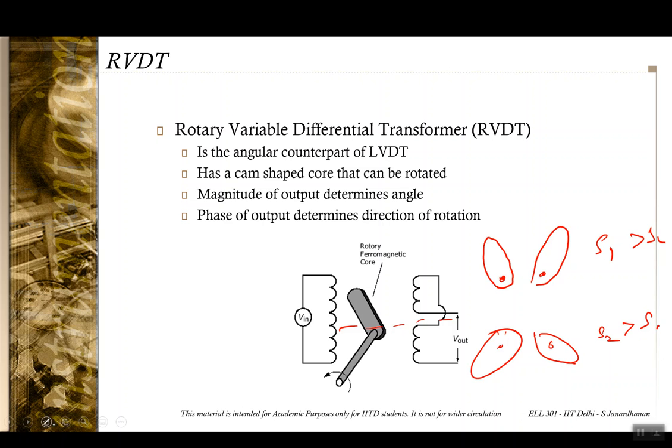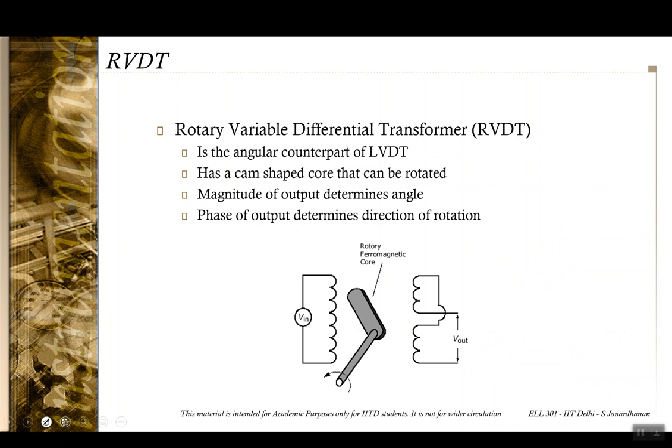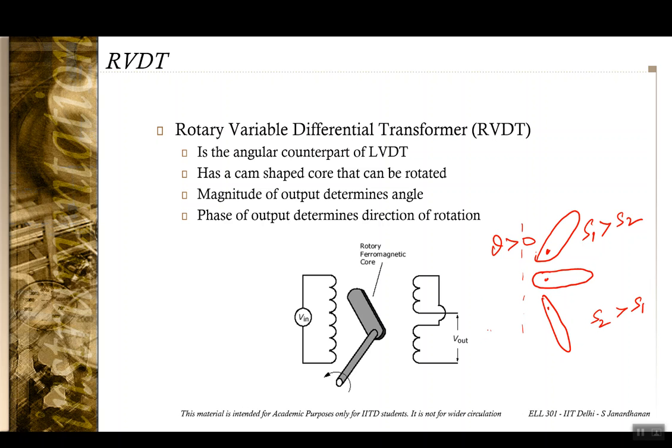but I made a mistake here. You don't take, you take only positions like this, or like this. So here S1 is greater than S2, here S2 is greater than S1, and at the 0, let us say, this is theta greater than 0, and this is theta less than 0. At theta equal to 0, you have S1 equal to S2, or ES1 is equal to ES2, I should say that.